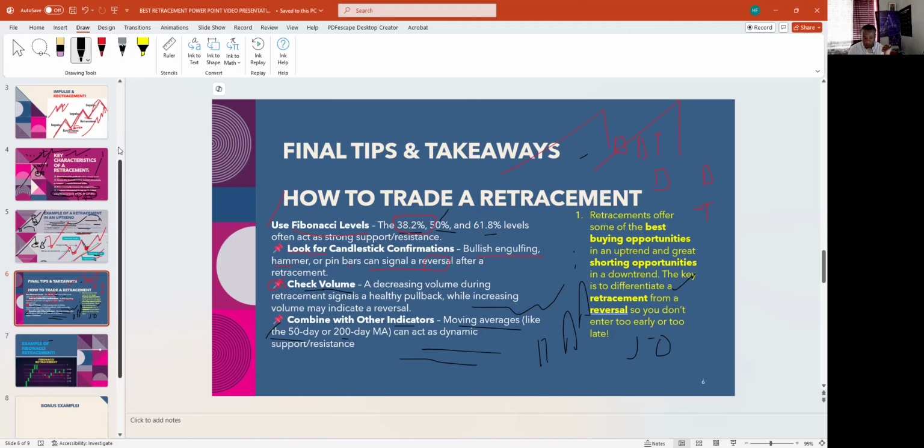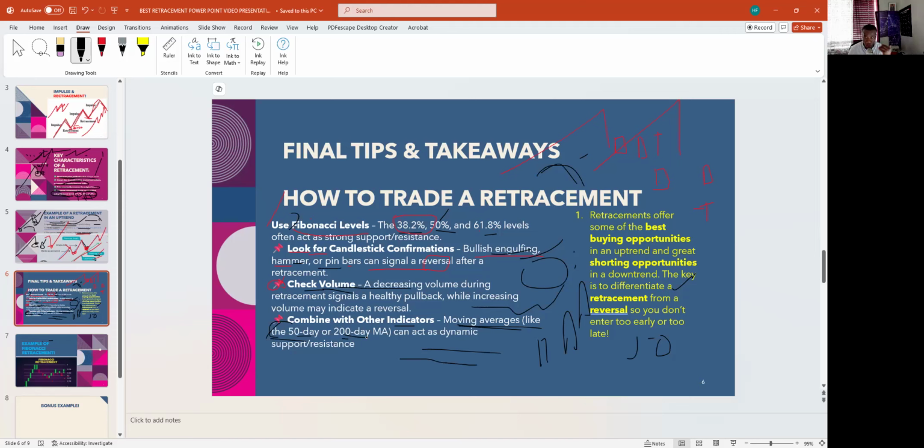So whenever you see a retracement, you can combine the retracement with a Fibonacci, and combine them with bullish engulfing candles, hammers, pin bars, and then bullish engulfing. You can also check volume, and check with a moving average like the 50-day or 200, whatever moving average you want to put there.